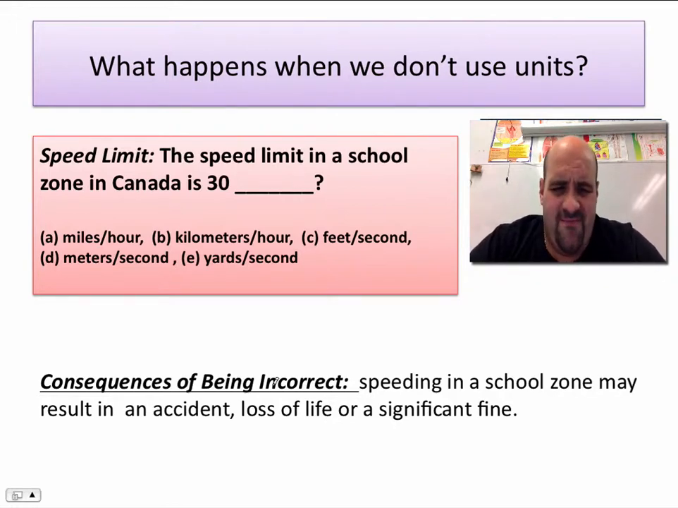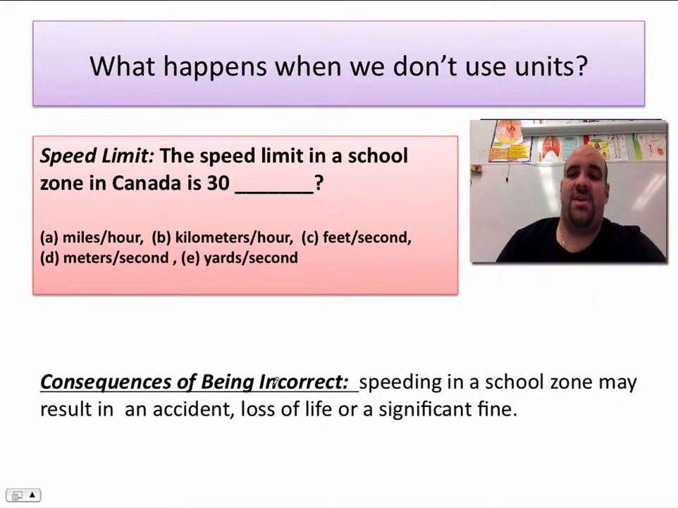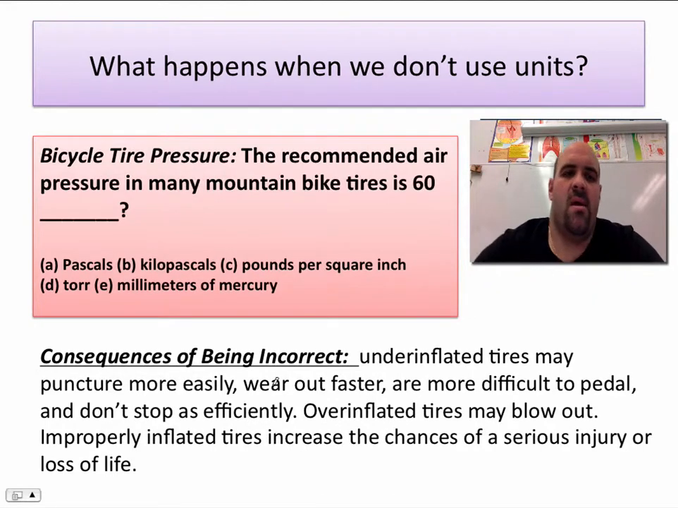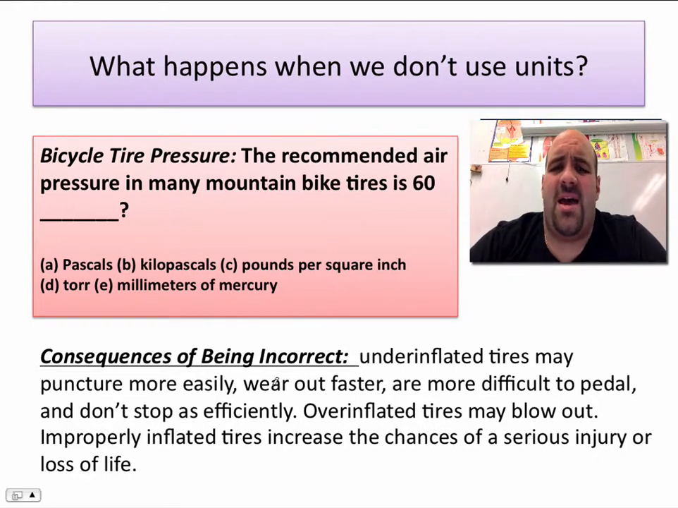And what are the consequences of being incorrect here? If you were speeding in a school zone, well, accident, loss of life, or a significant fine. So generally, we want to be conscious of our units. Even something simple like bicycle tire pressure. What if you buy a tire gauge or a pump and it has a gauge on it and you don't understand what that gauge is measuring in? And someone says that, yeah, you should put air pressure in your mountain bike. The air pressure should be 60 blank. 60 what? Pascals, kilopascals, pounds per square inch, or PSI, or millimeters of mercury.